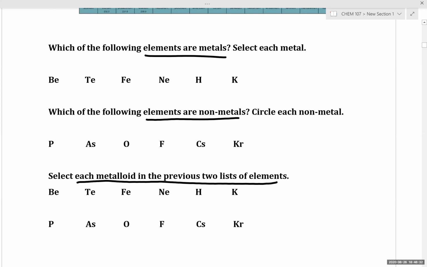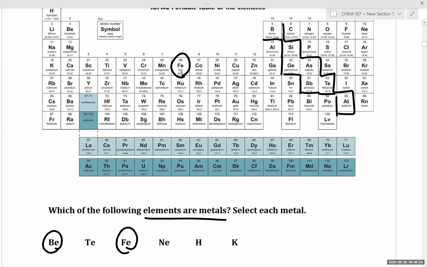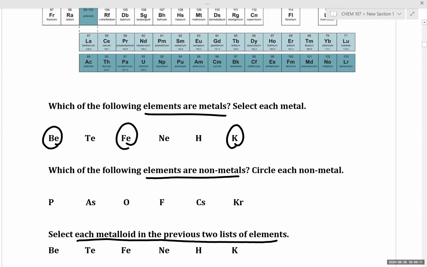Okay, so let's discuss this example. I'm going to draw my dividing line once again for my metalloids. Looking at our metals, we have beryllium on the left-hand side. Iron is also on the left-hand side. Potassium is also on the left-hand side. What about hydrogen? Is hydrogen a metal or a non-metal? Non-metal. Exactly right. Perfect.